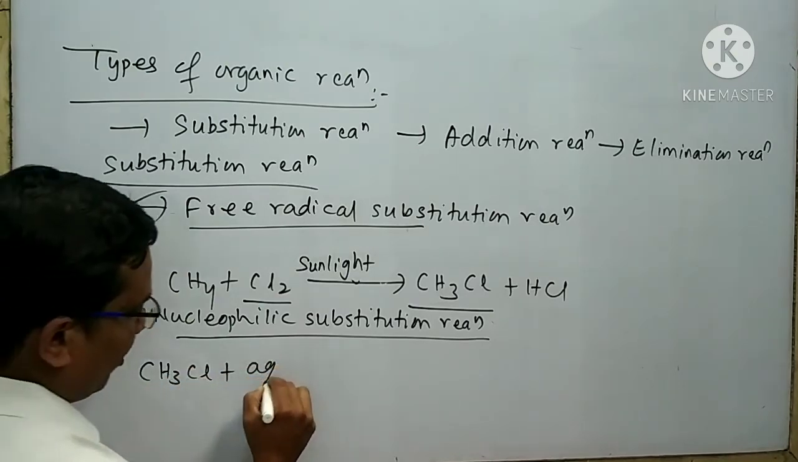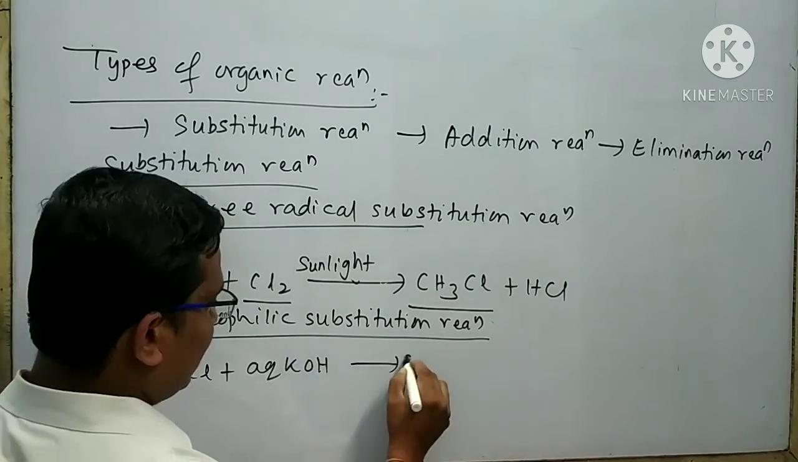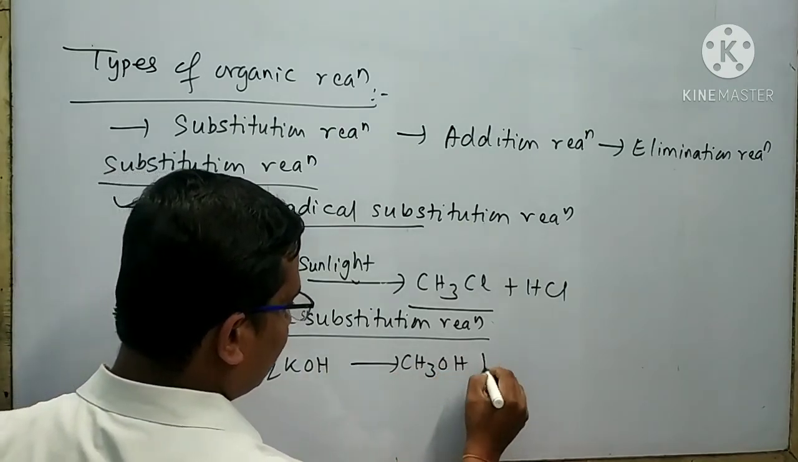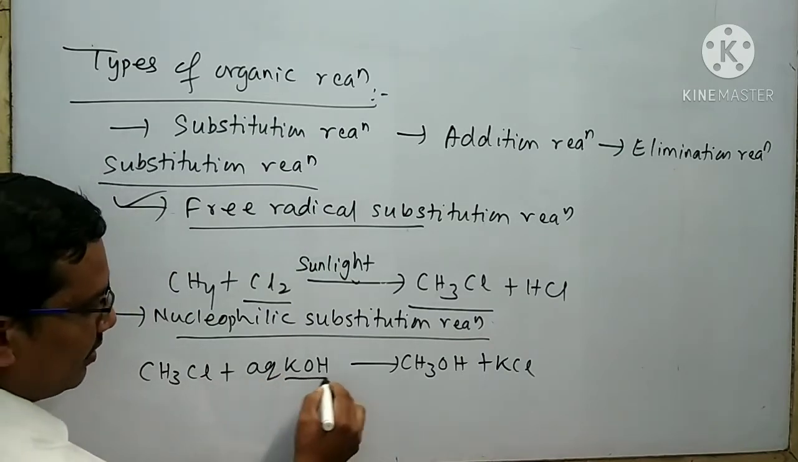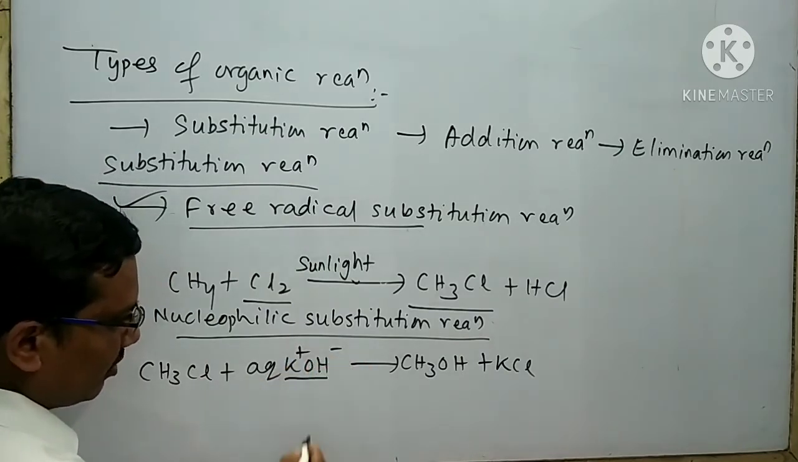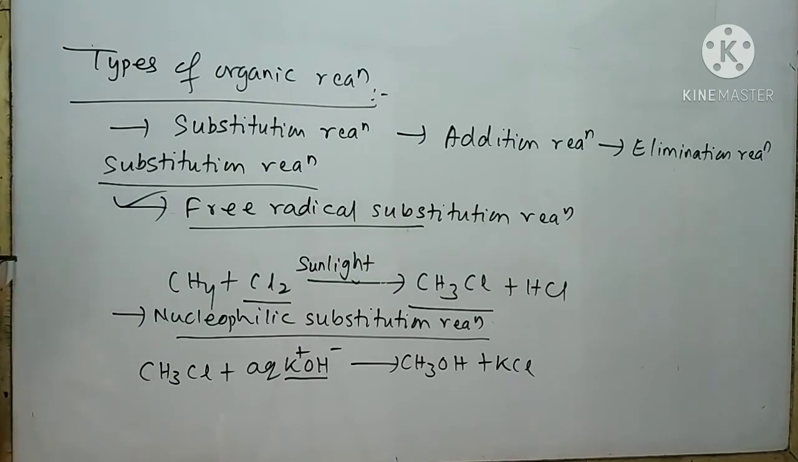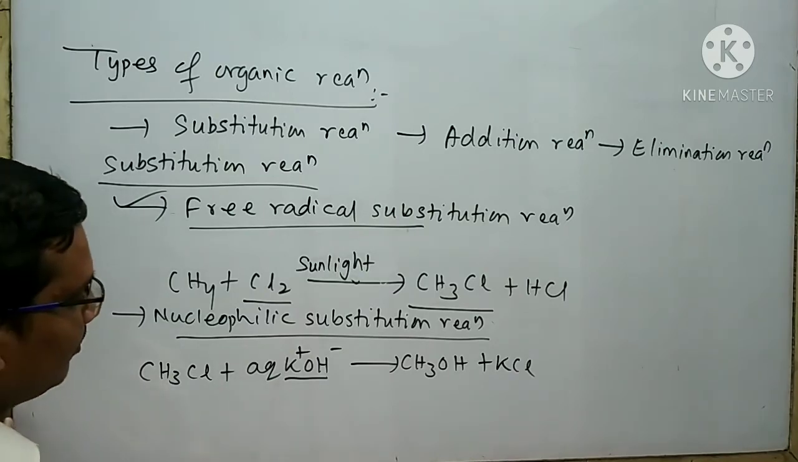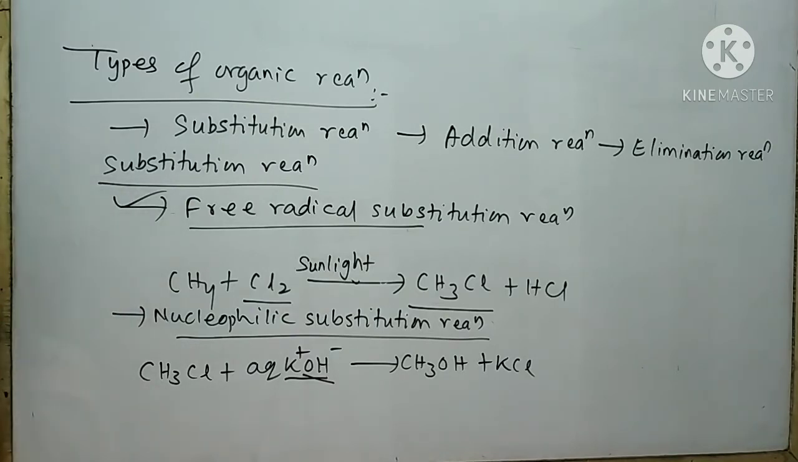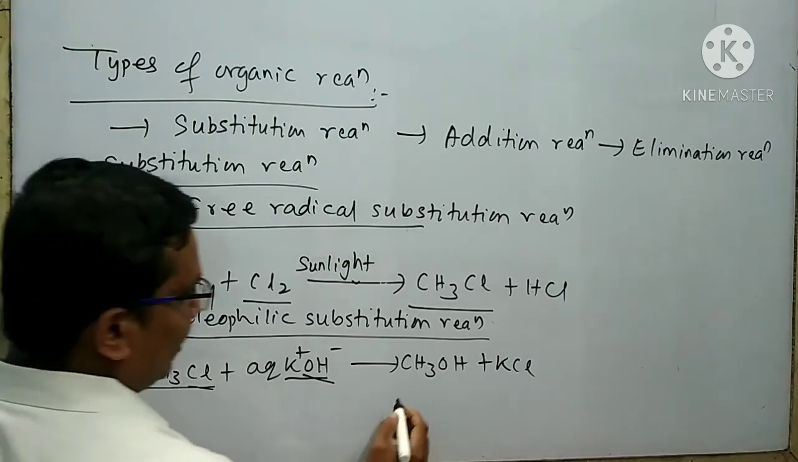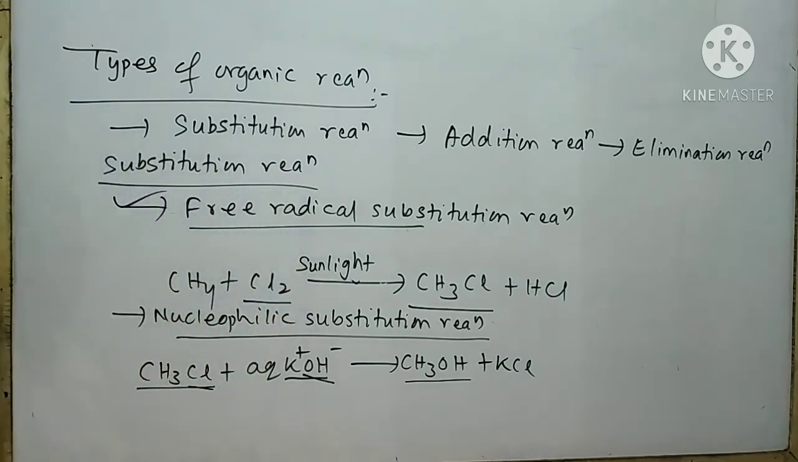CH3Cl plus aqueous KOH gives CH3OH plus KCl. Look at that here. KOH gives K plus and OH minus ion. The OH minus ion here acts as a nucleophile. This OH minus ion substituted the chlorine atom present in the methyl chloride molecule to form methyl alcohol.